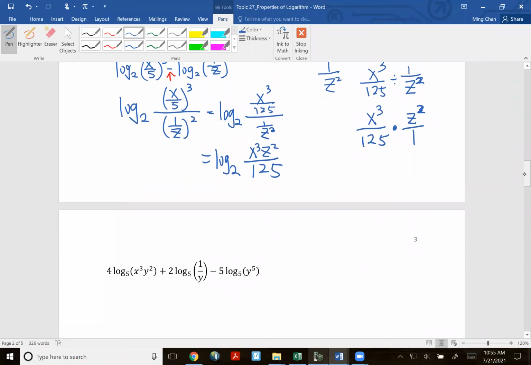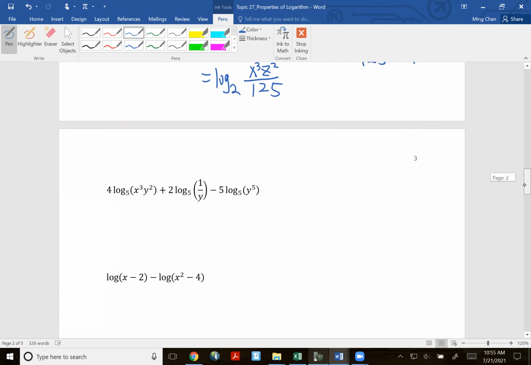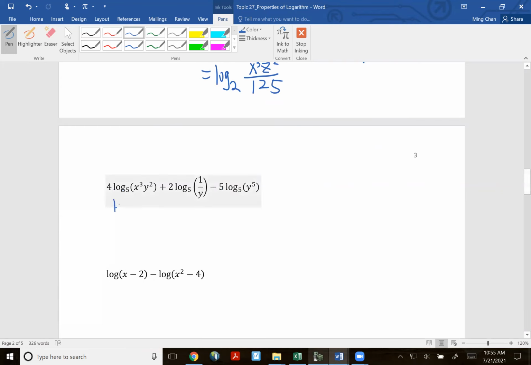All right, this one is very interesting. I'm gonna go ahead and move the exponent up, then I'm gonna ask you a question real quick. Log with base 5 of x to the third y squared, whole thing to the fourth, plus log with the base 5 of 1 over y, whole thing to the second, minus log with the base 5 of y to the fifth power, right? All these go back up.